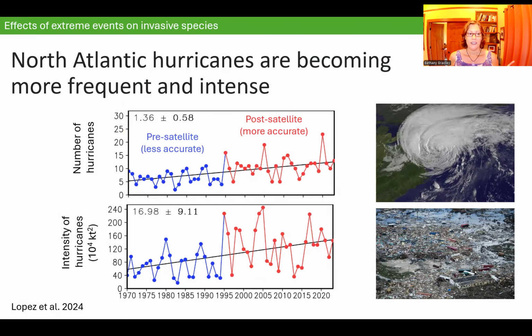All right, so that was it for increasing temperatures. Now we can move on to the effects of extreme events on invasive species.